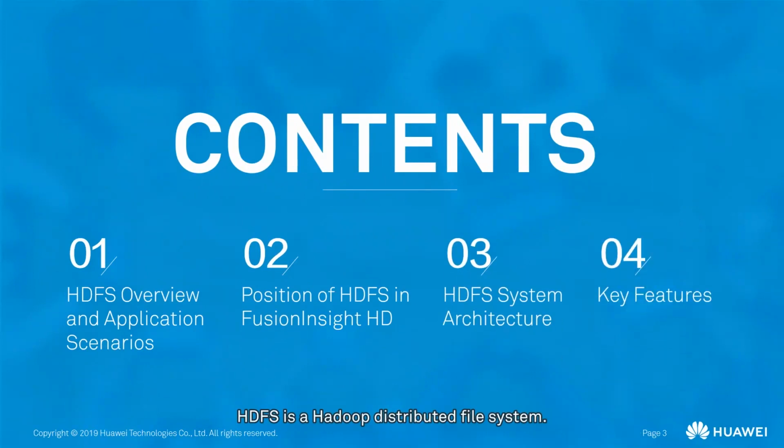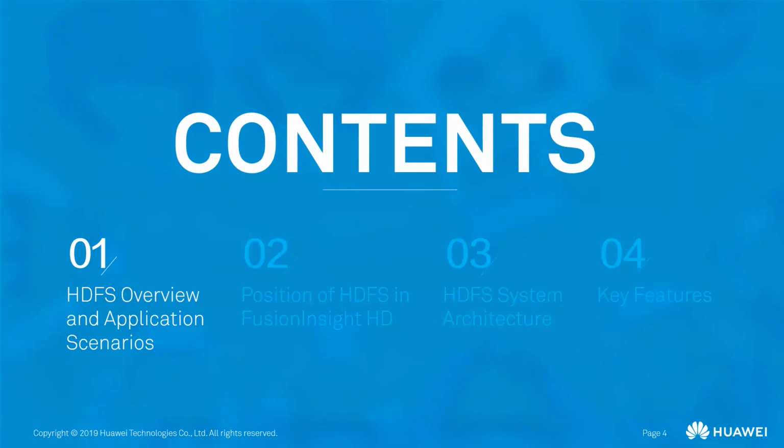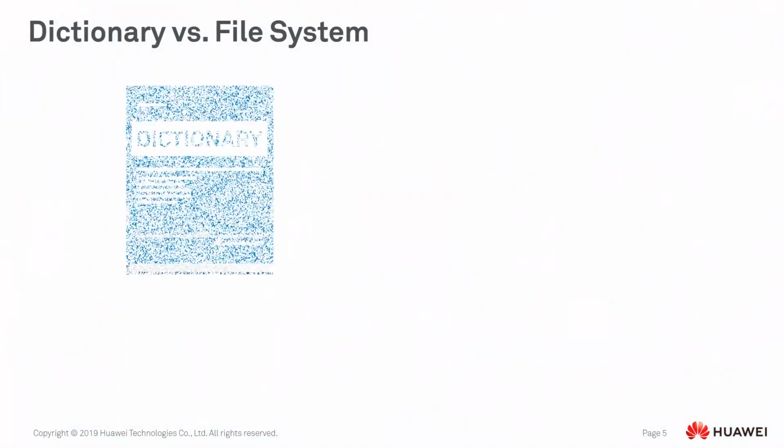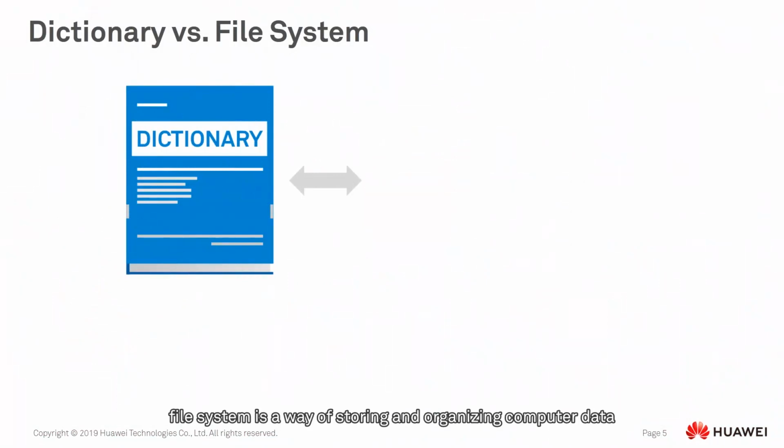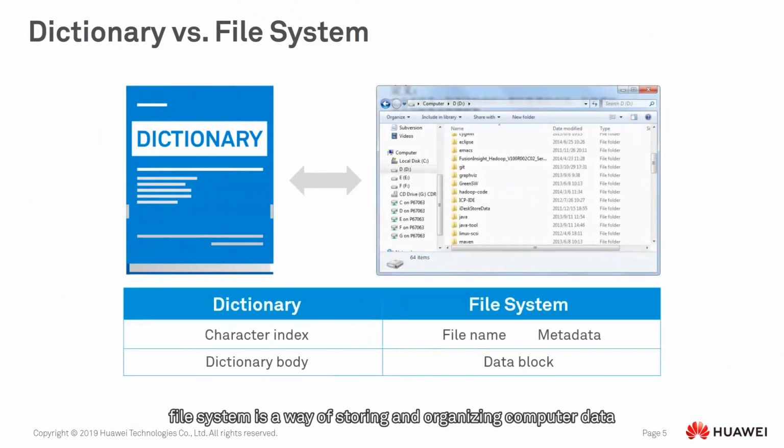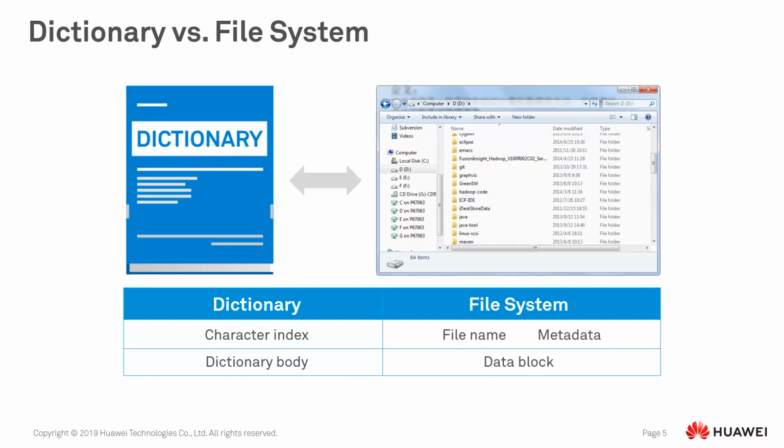HDFS is a Hadoop Distributed File System. So what is a file system? Well, a file system is a way of storing and organizing computer data to facilitate data access and query.